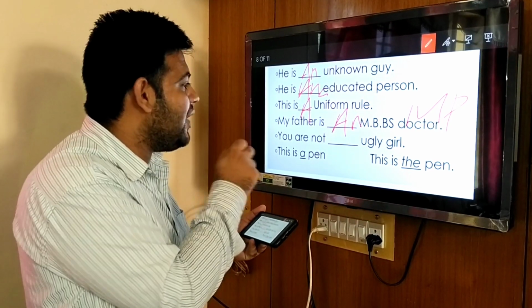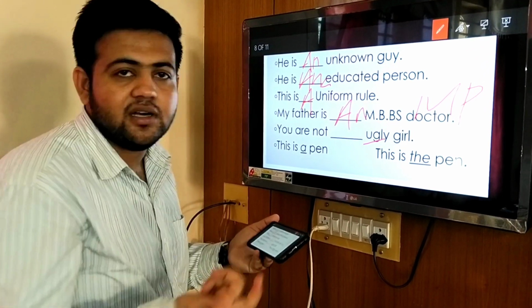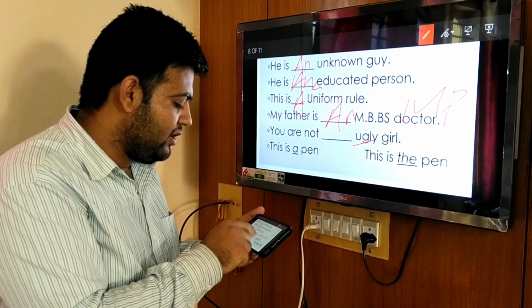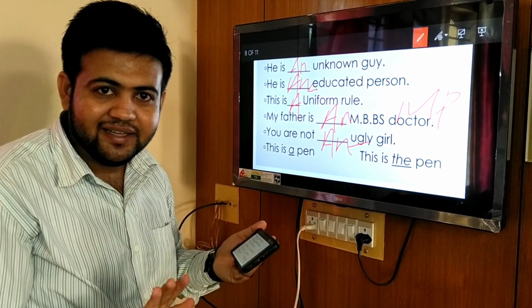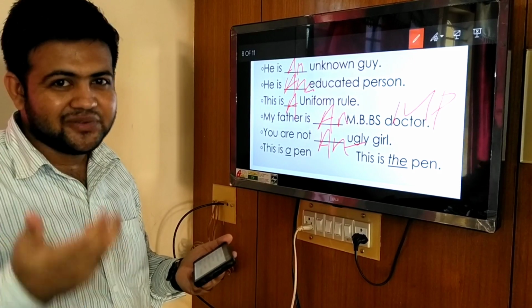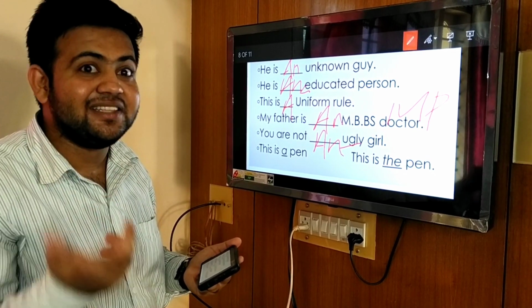Okay, the next one: you are not ugly girl. U is used here. U is a vowel, that we already know. So again we will use an article here. It's very clear. Okay, let's refresh our previous knowledge of articles.